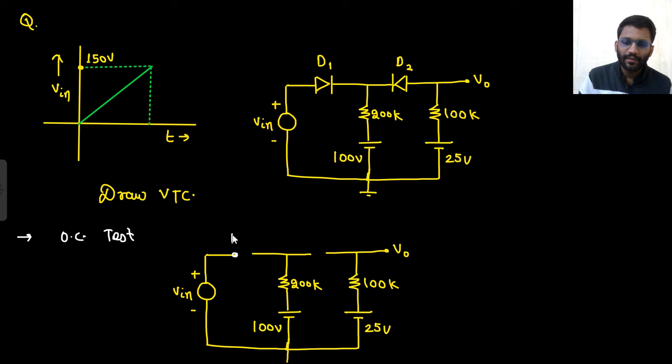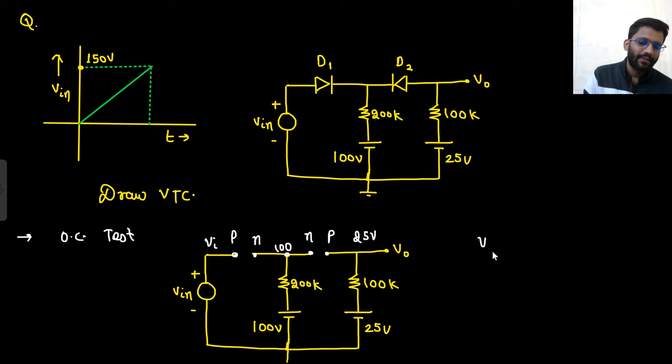This is P, this is N, this is N, and this is P. What do you think will happen here? This will be 100 volt, right? No current is flowing in this 200 kilo ohm resistance, so this will be simply 100 volt only. Let's just write 100 here. What will be the potential here? 25. What is the potential here? Vin. So at first glance, what is your VD1? VD1 is Vin minus 100.